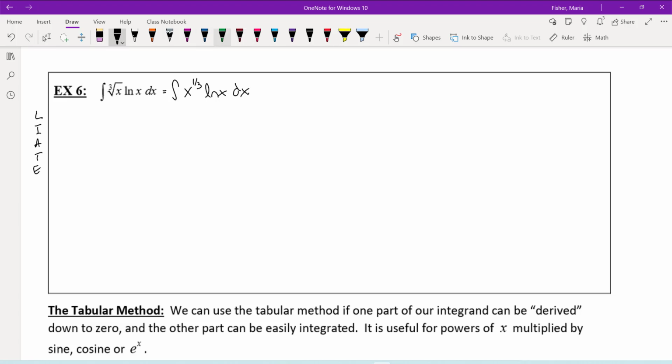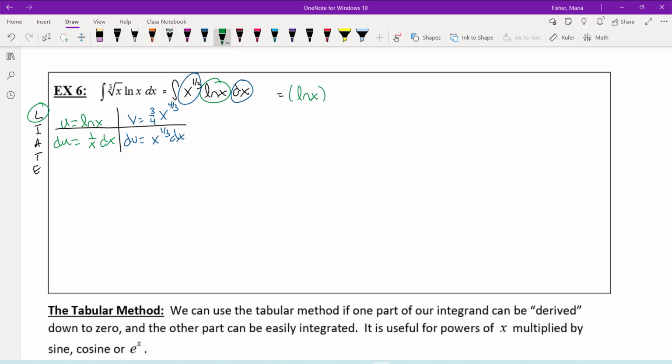Well, LIATE says if you have a log, which we do, that's your u. So if u is equal to the natural log of x, I'm going to go ahead and already find the derivative. The derivative du would be 1 over x dx. Everything else in the integrand is my dv, so I have dv is equal to x to the 1/3 dx. Integrating that, I would end up with x raised to 1 more, to the 4/3, times the reciprocal of 4/3, which is 3/4.